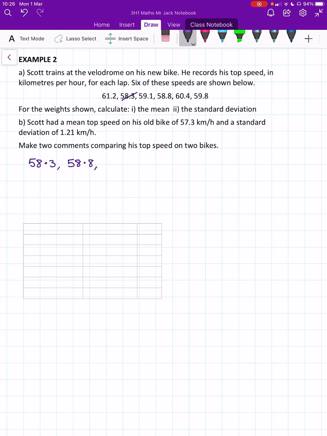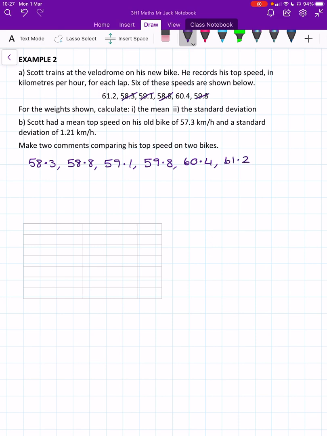58.8, then 59.1, then 59.8. Let's just score those out and make sure that we're right. And then 60.4, and then 61.2 is the last piece of data. So that's us in numerical order now.